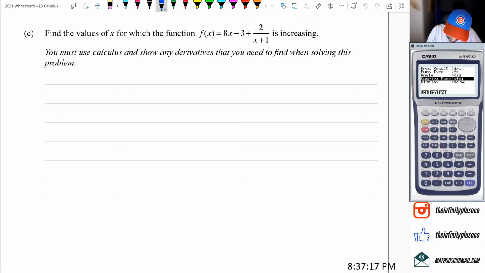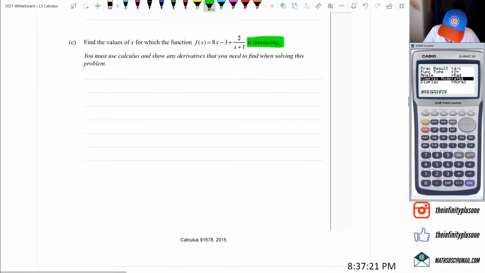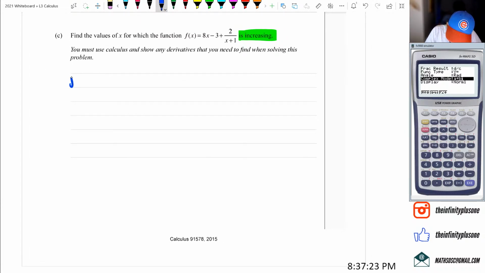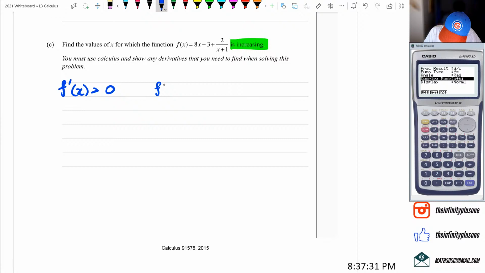So basically, the first concept is this. Remember increasing? If it's increasing, then we've just got to show f dash of x is greater than 0. All right, so first off, we're going to figure out what the gradient is.